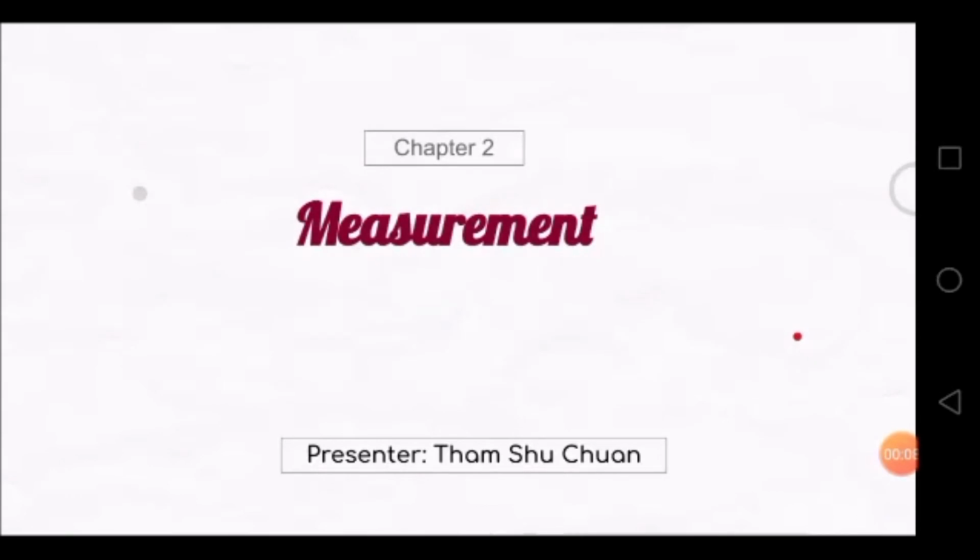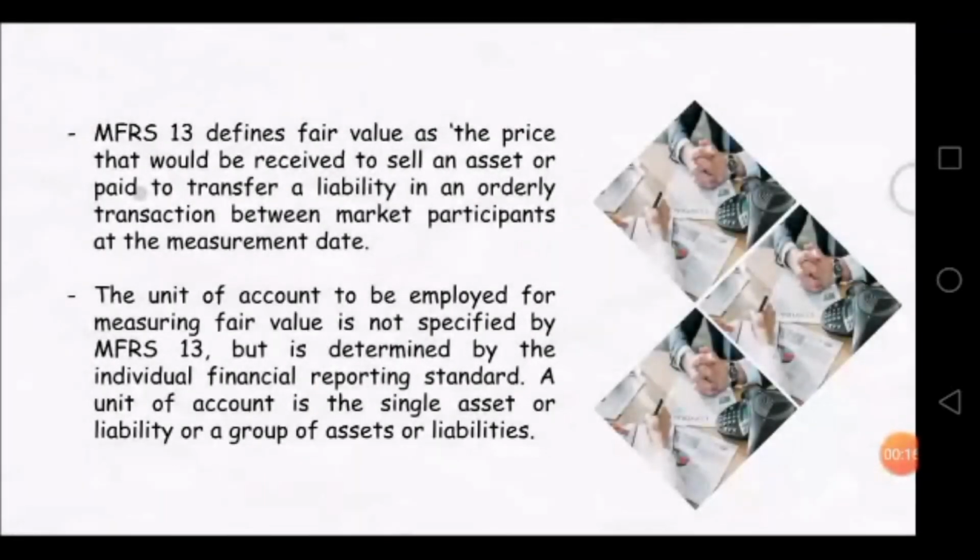I'm Tam Su Chuan. I will discuss the measurement part of MFRS 13. MFRS 13 defines fair value as the price that would be received to sell an asset or paid to transfer a liability in an orderly transaction between market participants at the measurement date. The unit of account to be employed for measuring fair value is not specified by MFRS 13, but is determined by the individual financial reporting standard. A unit of account is the single asset or liability or a group of assets or liabilities.